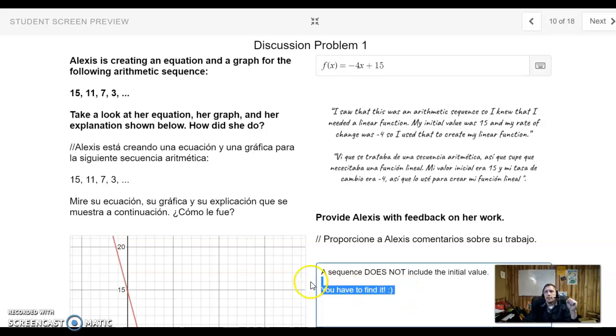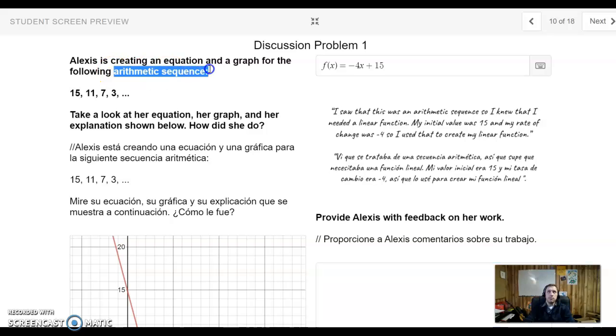All right. So if you take a look here at this piece, I want you to look at Alexis's problem here. So it says Alexis is creating an equation and a graph for the following arithmetic sequence. Arithmetic sequence, remember, that means it's going up or down by a constant rate. Our rate of change is a number that it's either adding or subtracting by. Can you see what it's going down by? 15 to 11, 11 to 7, 7 to 3. Okay, it's going down by 4 each time.